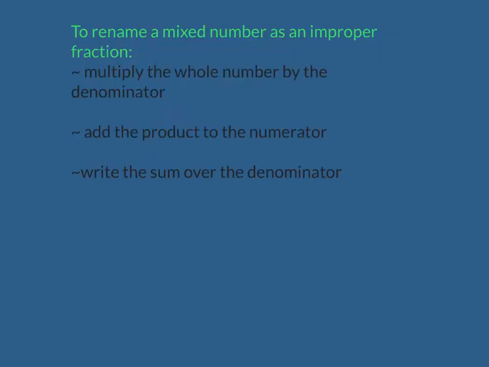So to rename a mixed number as an improper fraction, first multiply the whole number by the denominator, then add the product to the numerator, and then write the sum over the denominator. An example would be 3 1/2. So we have 3 1/2. Our first step says multiply the whole number by the denominator. So 3 times 2 would give us 6, plus that 1 would be 7, and then you write it all over the denominator. I did that kind of in my head. Here's how it looks one way written out.